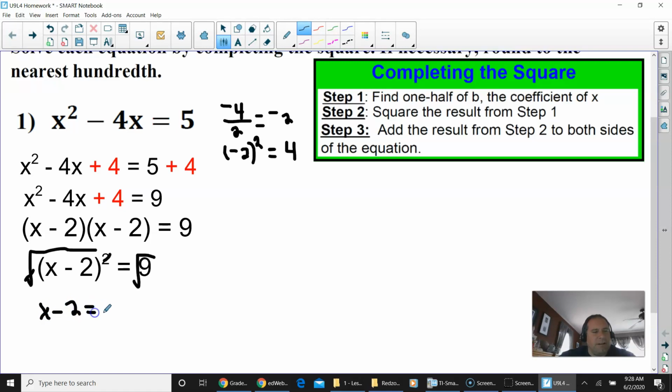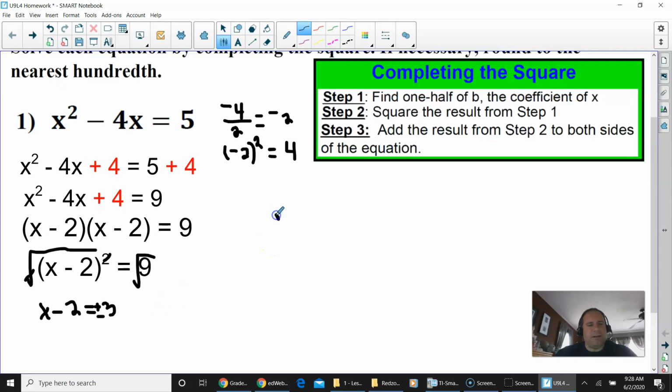And you have x minus 2 equals 3, and it's plus or minus because every square root has 2 answers. It's 3 times 3 or -3 times -3. So you put it like this: x minus 2 equals +3 and x minus 2 equals -3.